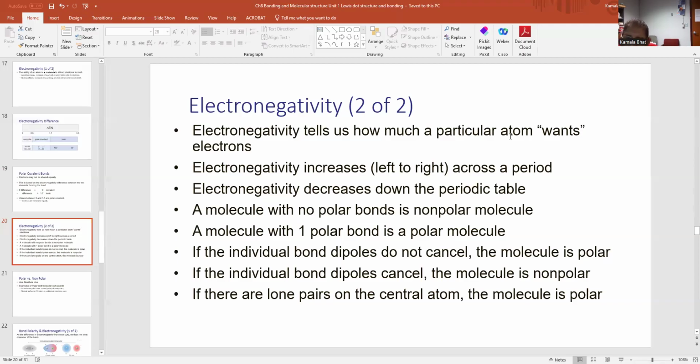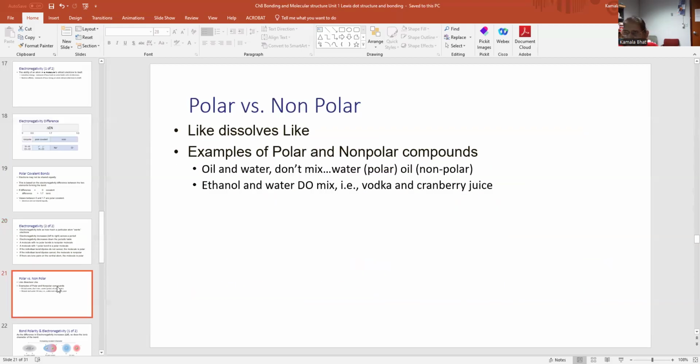If the individual bond dipoles do not cancel, then the molecule is polar. If the individual bond dipoles cancel, then the molecule is nonpolar. If there are lone pair electrons on the central atom, the molecule is polar. All these definitions of bond, dipole, lone pair, polar, nonpolar will become much clearer once we start drawing the structure.